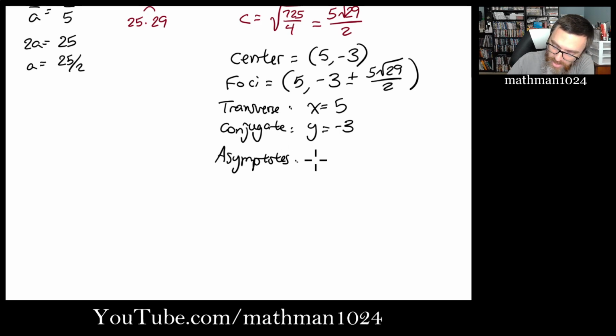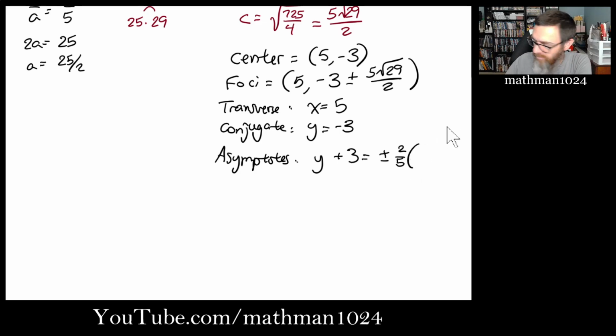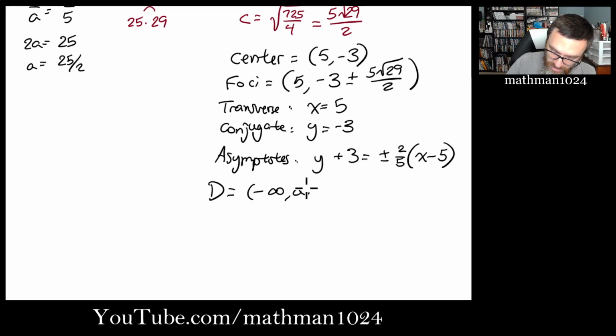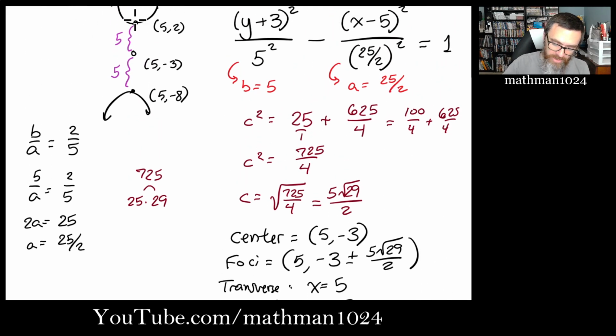So asymptotes are y plus 3 equals plus or minus 2/5 times x minus 5. My domain is all real numbers because we see the orientation goes opening up and down, so all the way left, all the way right.